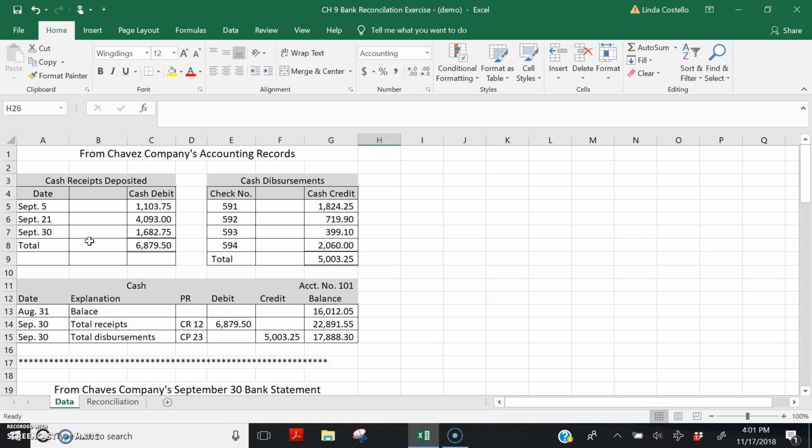Information from Chavez Company's accounting records and from the company's September 30th bank statement is shown on the first page of the worksheets. At the top of the page is important information from the company's books, including details of cash received and deposited during the month, checks written during the month, and details in the general ledger account for cash as of September 30th.